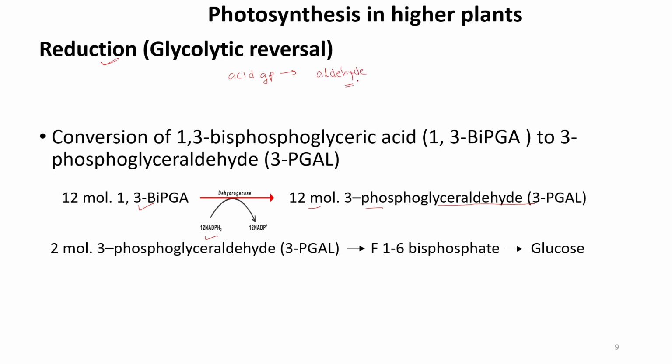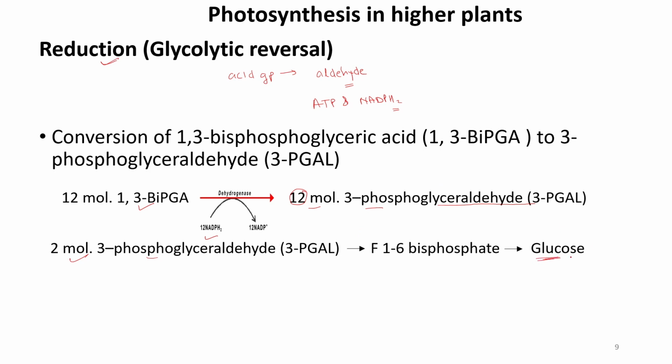Alright. So this happens during the reduction phase, and what is utilized? ATP is utilized and NADPH is also utilized. Okay. Now finally 12 molecules of 3-phosphoglyceraldehyde are produced. Out of these 12 molecules, only 2 molecules of 3-phosphoglyceraldehyde are used for the formation of glucose.